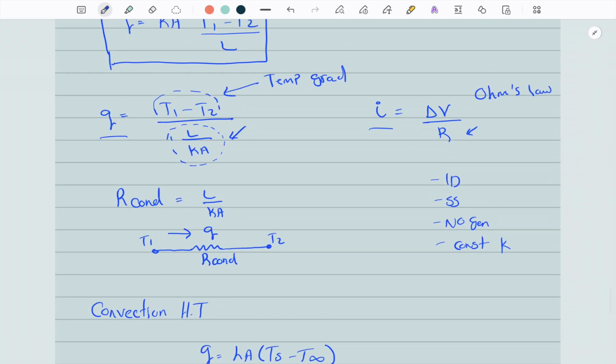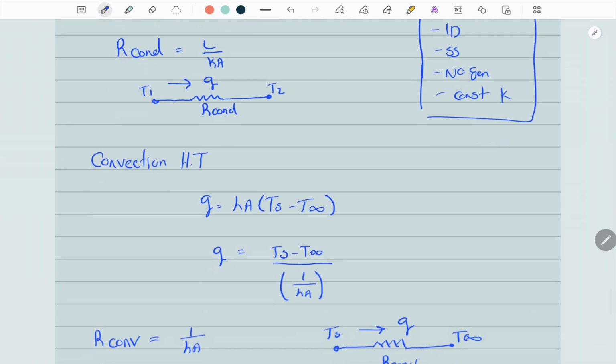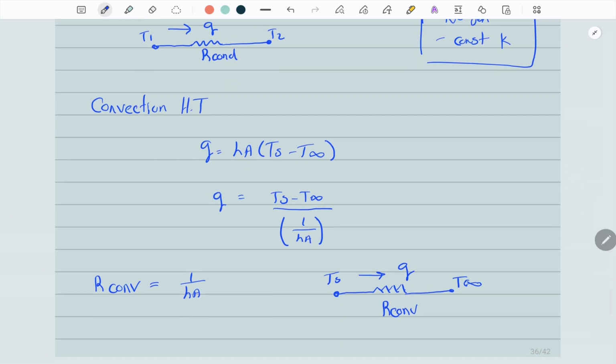This only applies for conduction if these four assumptions apply. For convection, there are no assumptions needed. This is true at all conditions.